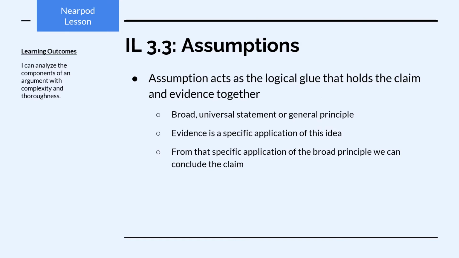An assumption acts as the logical glue that holds the claim and evidence together. It's always a broad, universal statement or general principle, broader or more general than the evidence, and the evidence is voiced as a specific application of that broader or general principle. And from that specific application of the broader principle, we can conclude the claim.